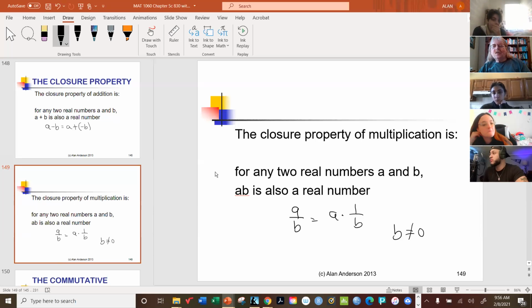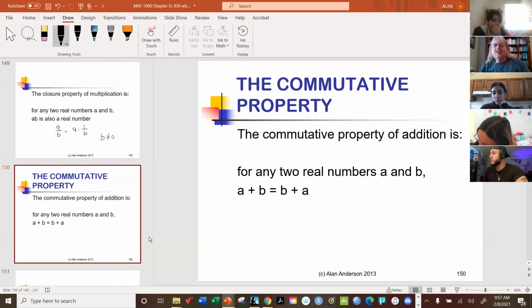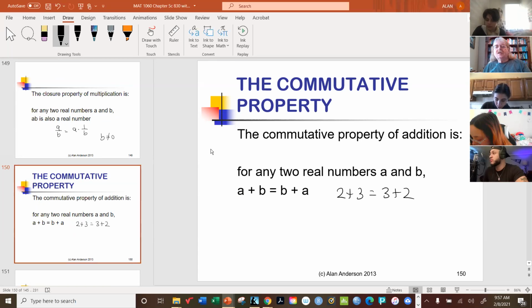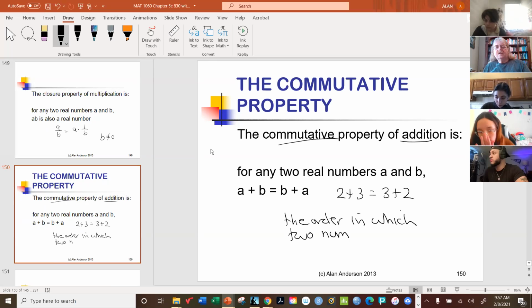All right, now here's one that will ring a bell: the commutative property. And that just tells me that the order in which I add two numbers is irrelevant. In other words, and you know this intuitively, 2 plus 3, for example, equals 3 plus 2, because addition has this commutative property. The order in which two numbers are added is irrelevant.